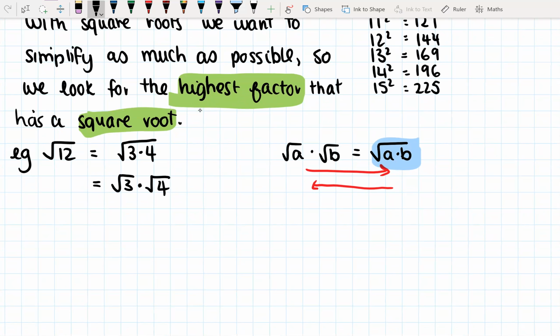Now, the square root of 4 we have an answer to. We know that that's 2. So instead of writing square root of 4, we're going to write 2, and then root 3 we can't do anything with, so it stays like this. So this means the square root of 12 is the same as 2 times the square root of 3. Okay, and that's a much better form of our root.